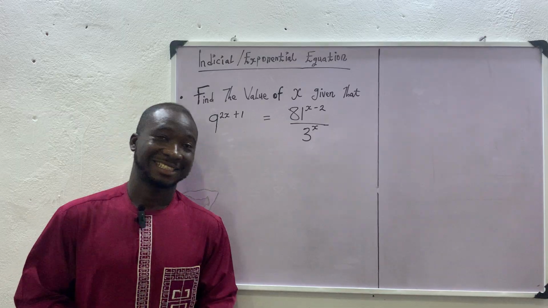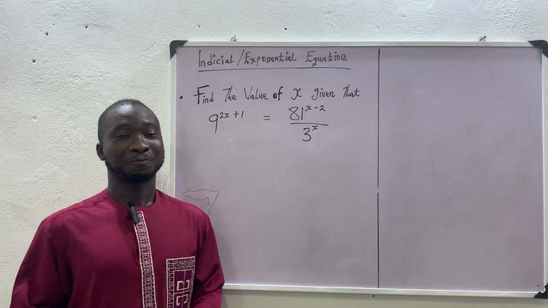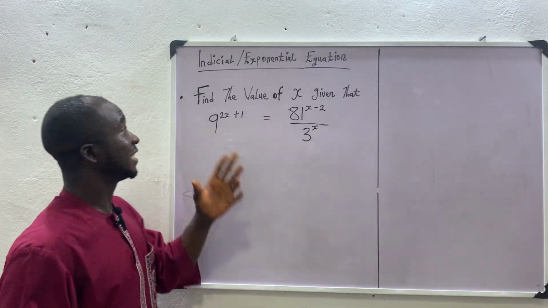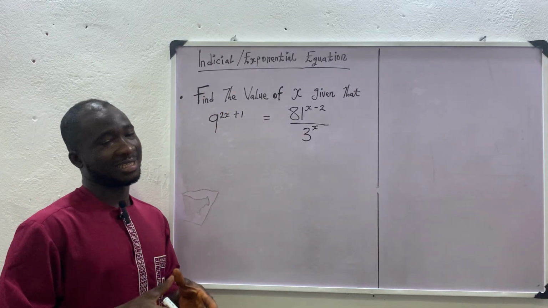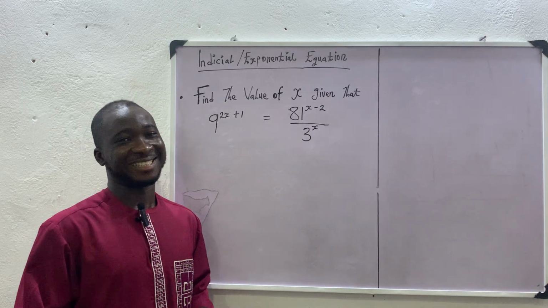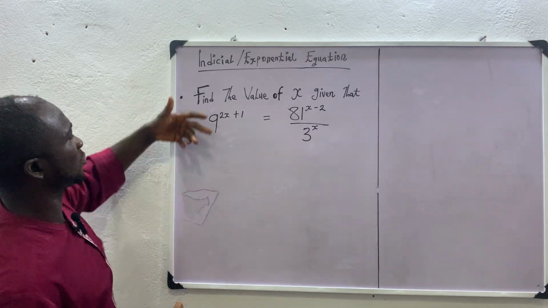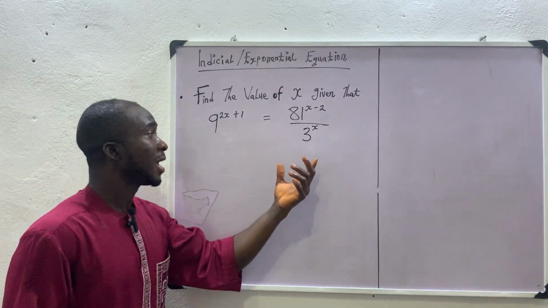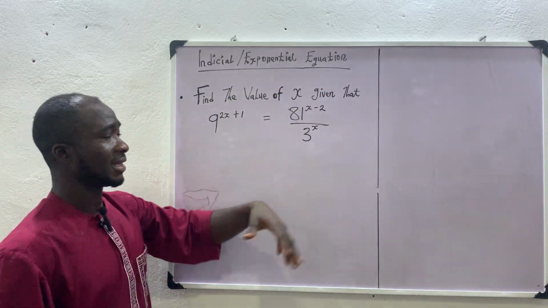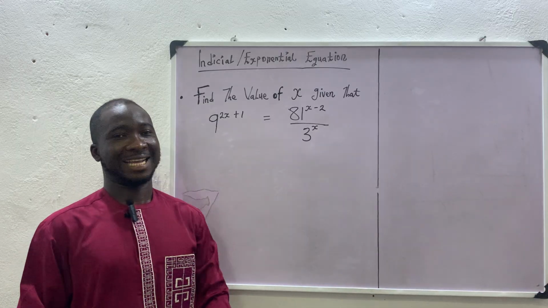Hi friends, in today's video, I will be showing you how to solve step by step a given indicial or exponential equation, making use of some of the rules that govern exponents. So here we have that 9 raised to power 2x plus 1 is the same as 81 raised to power x minus 2 divided by 3 raised to power x, and we should obtain the value of x.